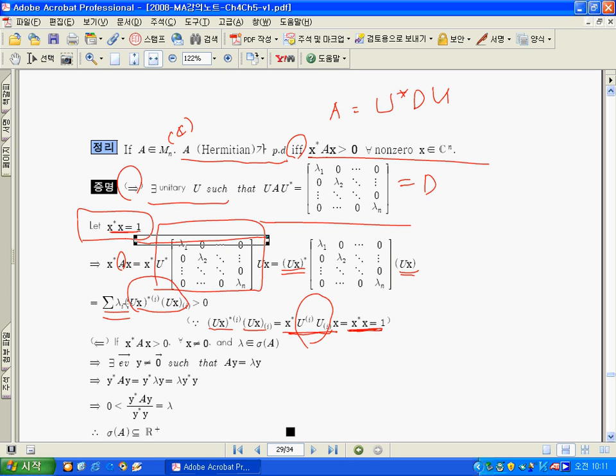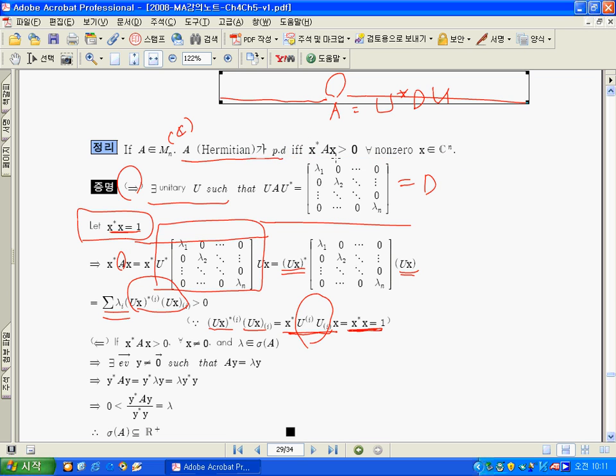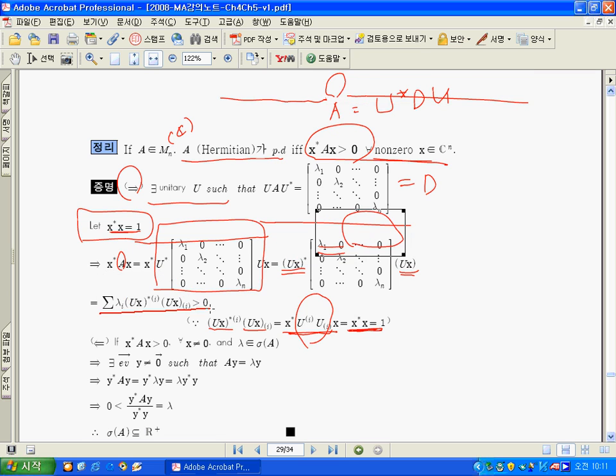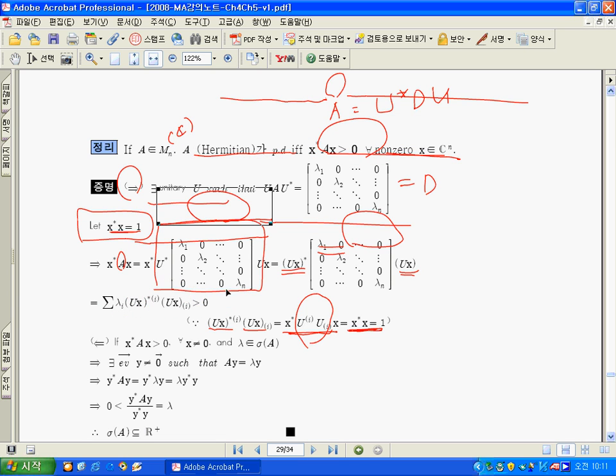Actually, here all we have to do is, A is a Hermitian positive definite. All we have to show is this is non-negative, and we show this, but this is 1. So a summation of positive eigenvalues is always strictly positive. That's what we have here.